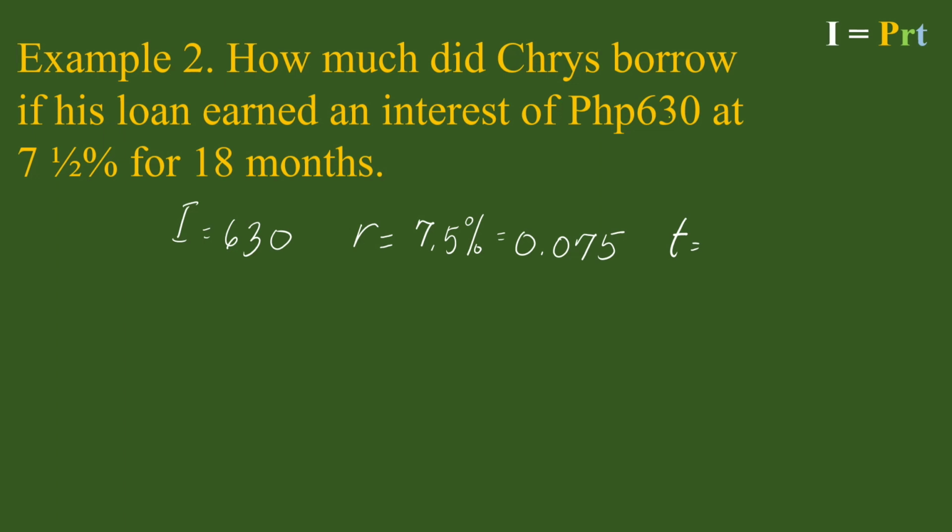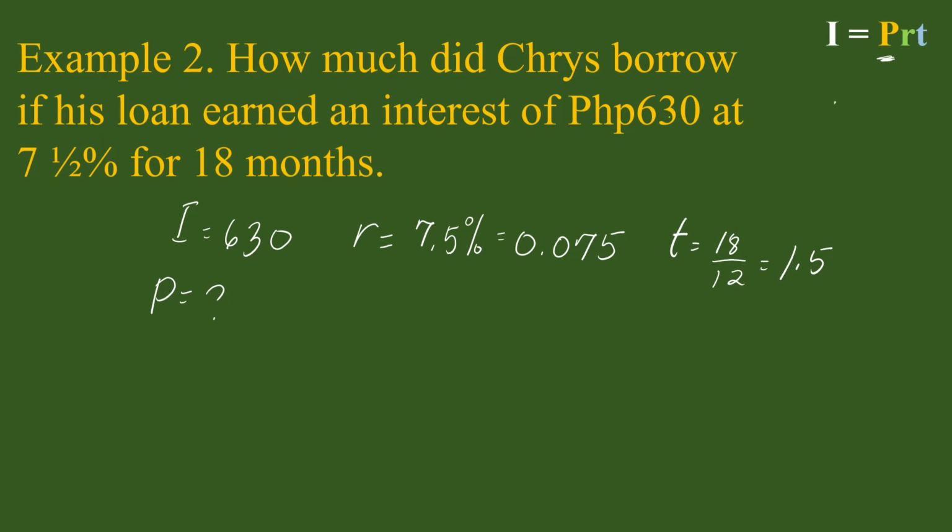And then 18 months is the time in this given. So that is in months, we'll divide it by 12. So 18 months, 18 over 12, so that is in years, 1.5 years. So what is being asked here is the amount of money borrowed by Chris. So that's the principal being asked. Now, if you are solving for letter P here, we can solve for that by simply transposing R and T to the denominator of I.